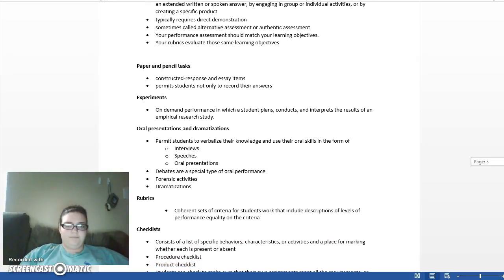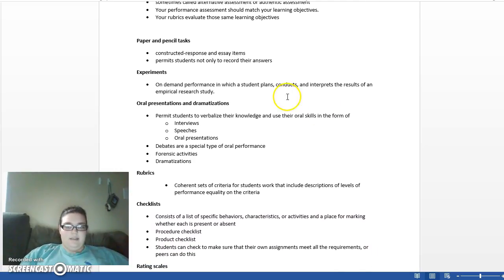You should be able to easily use whatever you do for that type of thing. Paper and pencil tasks are constructed responses and essay items and permit students not only to record their answers. So paper and pencil tasks, they're kind of like, I don't want to say that they're tests because they're not tests. They're just response and essay items that the students are given a chance to do in class and then go over it with the teacher.